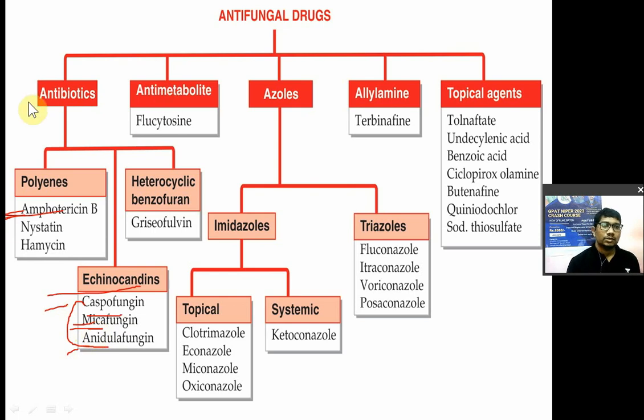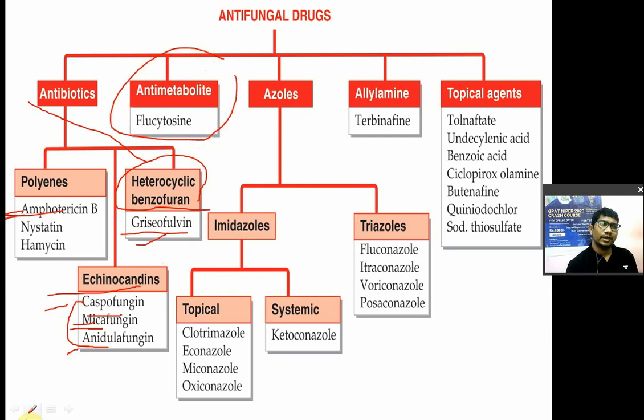Now the third subcategory in the antifungal antibiotics is the heterocyclic benzofuran derivative. In that you have griseofulvin. Griseofulvin is an antifungal drug used for topical dermatophytosis. Griseofulvin inhibits spindle formation in the fungal cell and prevents mitosis of the fungal cell. Remember.